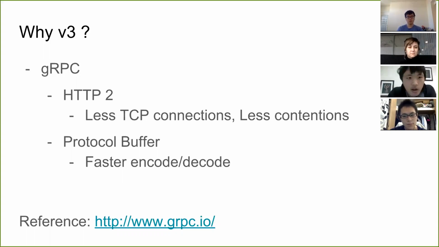gRPC is an RPC framework from Google. It is based on HTTP2. HTTP2 can multiplex multiple requests into a single TCP connection, which means you're going to need fewer TCP connections, which means less contention. And gRPC also uses protocol buffers. Compared to JSON, it is much faster to encode and decode. So you can go to grpc.io for more information.